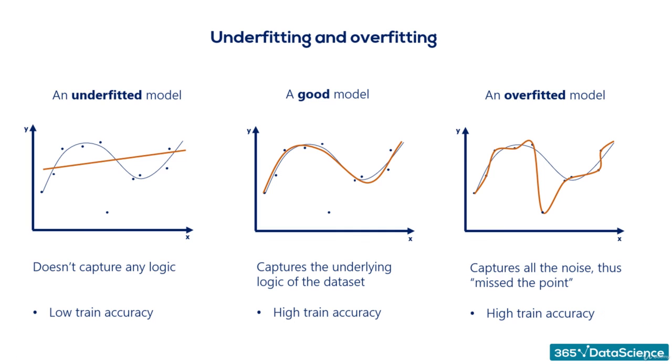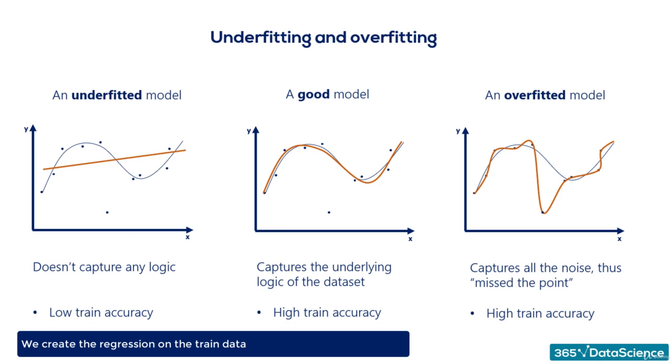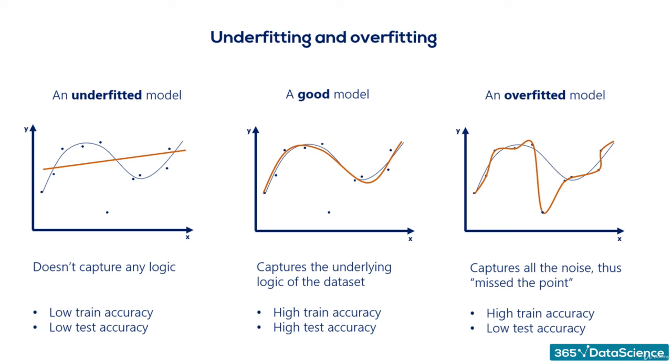It works like this. We create the regression on the training data. After we have the coefficients, we test the model on the test data by creating a confusion matrix and assessing the accuracy. The whole point is that the model has never seen the test dataset. Therefore, it cannot overfit on it.